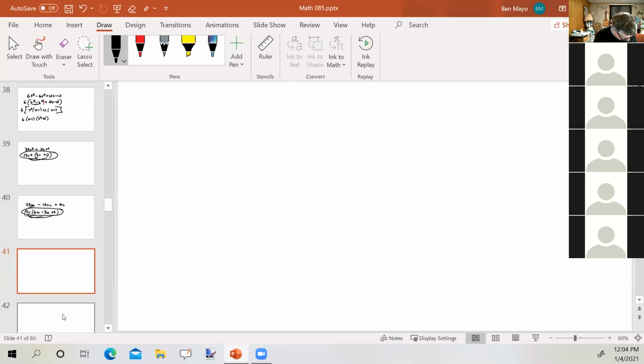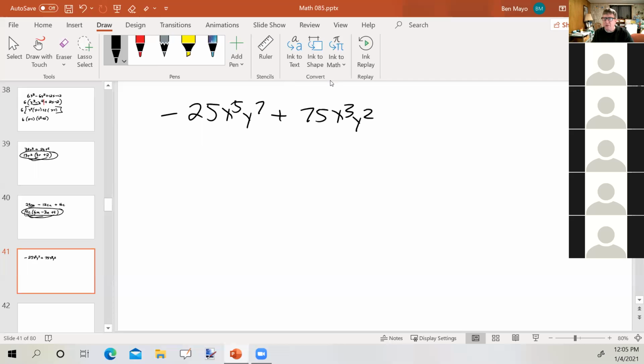Let's see, what about this one? Negative 25 x to the 5th y to the 7th plus 75 x cubed y squared. Well, can you see that this is in descending powers? The largest power of x is first, the largest power of y is first. Since our leading coefficient is negative, we're going to factor out a negative. So I'm going to take out a negative 25 x cubed y squared.